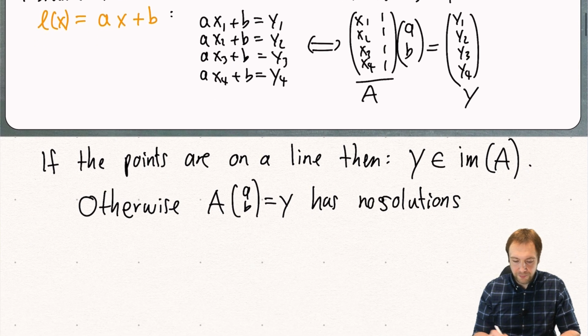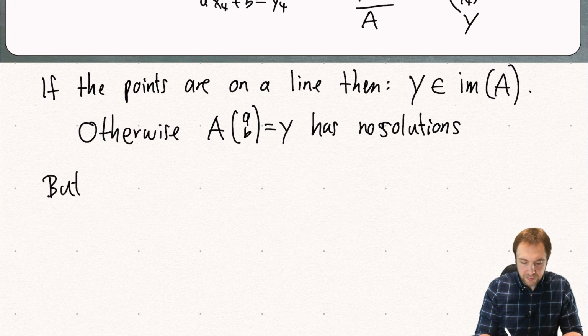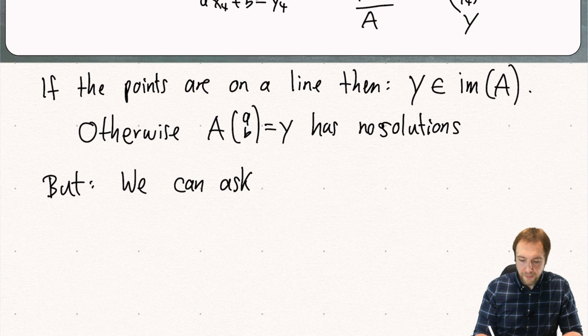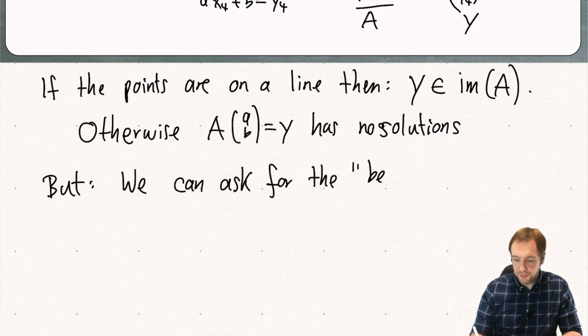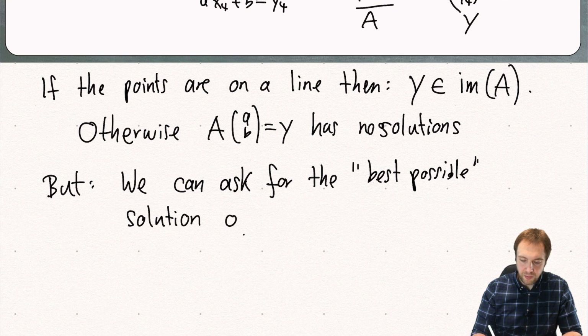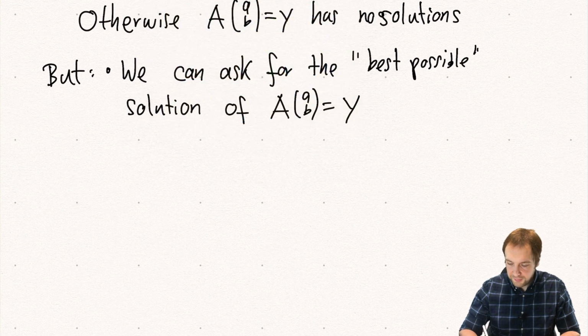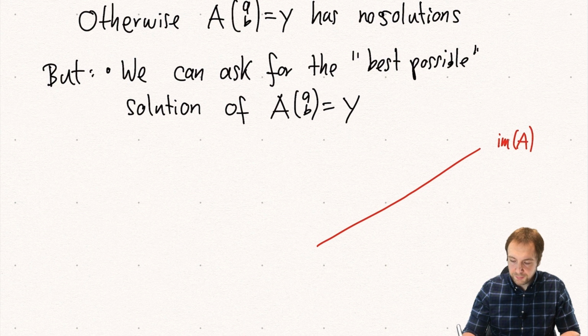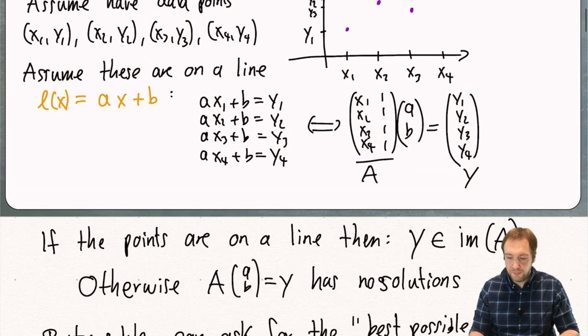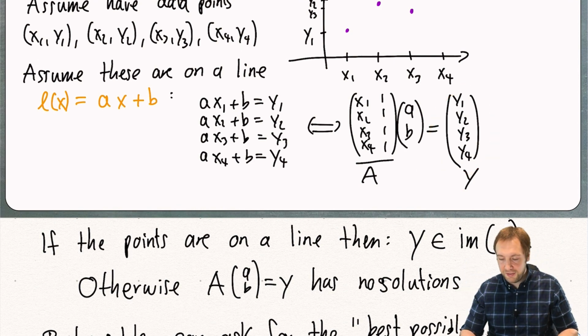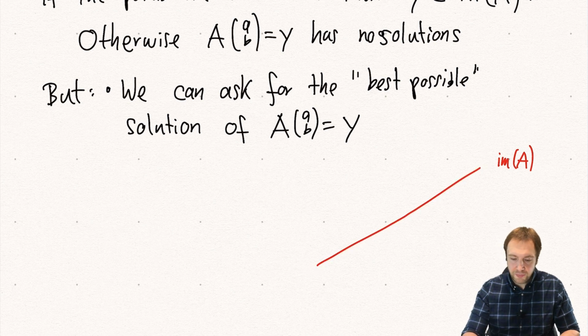And the main idea is, first of all, we can ask for the best possible solution of this linear system here. And what will be the main idea? Well, the idea is if y is not in the image, so maybe let's draw a picture here. Let's say this is the image of A. I just draw it now as a line, but usually, for example here, it will be something in 4 dimensions, which I cannot draw, but let's assume this is the image of A. And if y is not in the image, then y is maybe somewhere here.